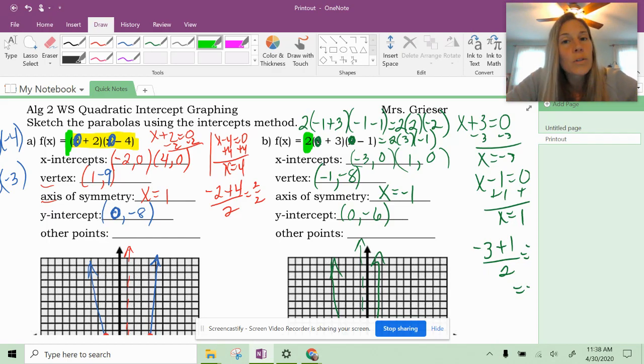Remember, intercept form is just the factored form. So we learned factoring in the last chapter. We did a lot of practice with factoring. Now we're just taking those answers and putting them on the graph.